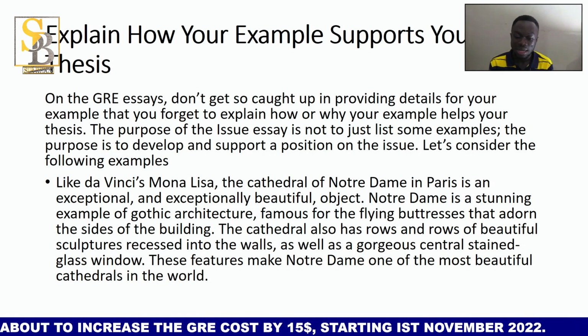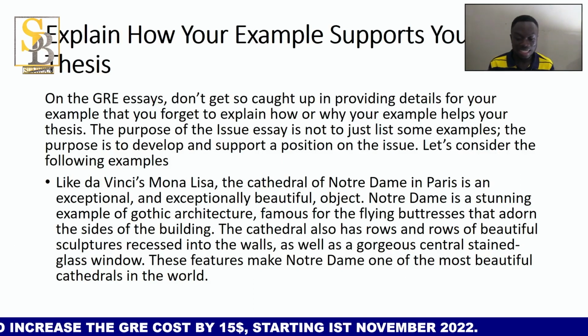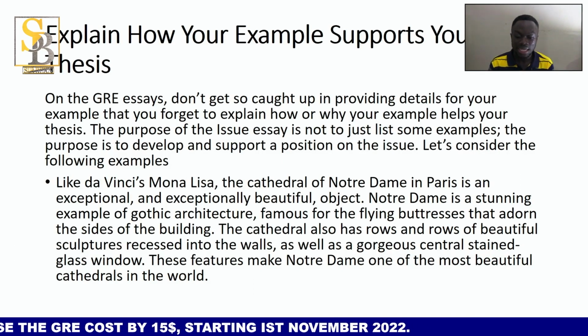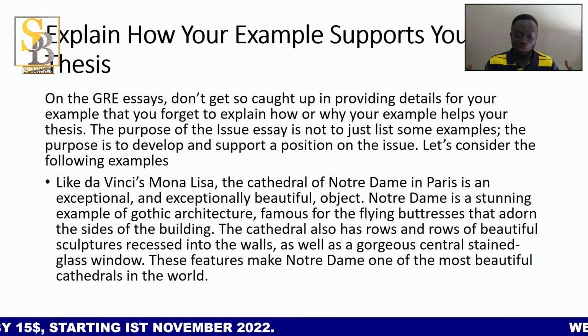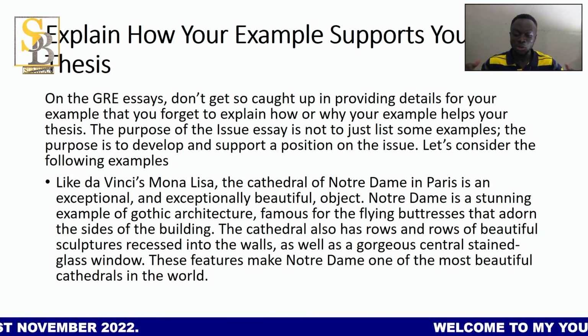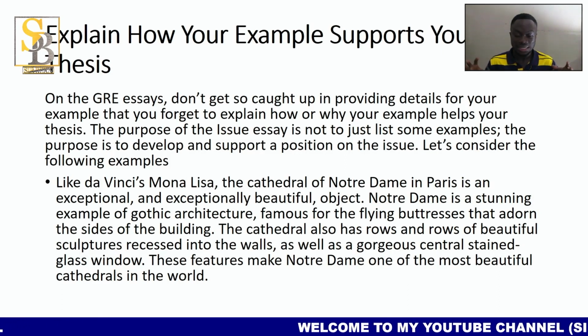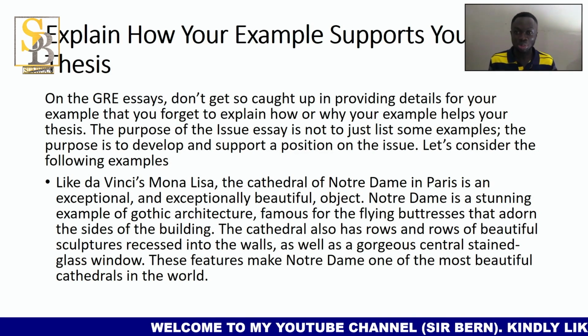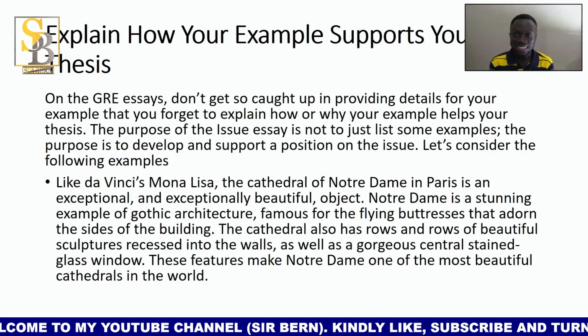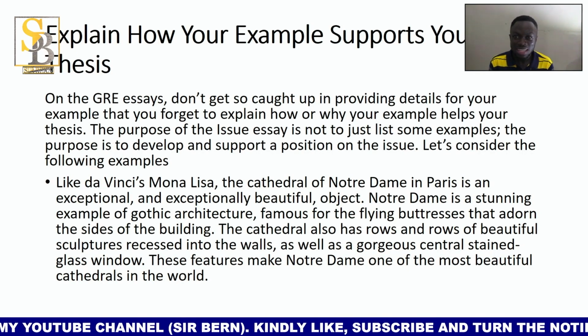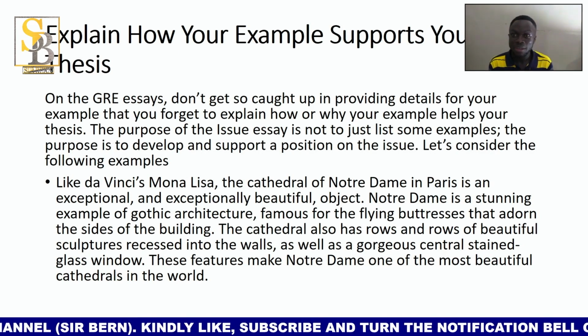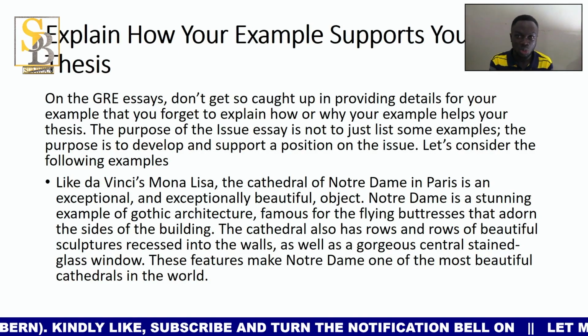Like Da Vinci's Mona Lisa, the Cathedral of Notre Dame in Paris is an exceptional and exceptionally beautiful object. Notre Dame is a stunning example of Gothic architecture, famous for the flying buttresses that adorn the sides of the building. The cathedral also has rows and rows of beautiful sculptures recessed into the walls, as well as a gorgeous central stained glass window. These features make Notre Dame one of the most beautiful cathedrals in the world. So with this, you can see that they are just giving examples, explaining how Notre Dame is an exceptional place, but they are failing to link it to our thesis and explain how it supports the thesis.